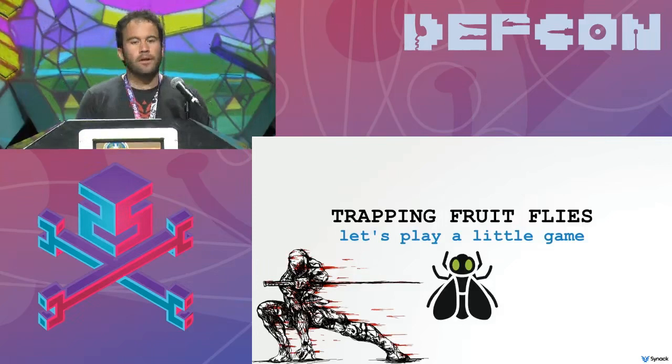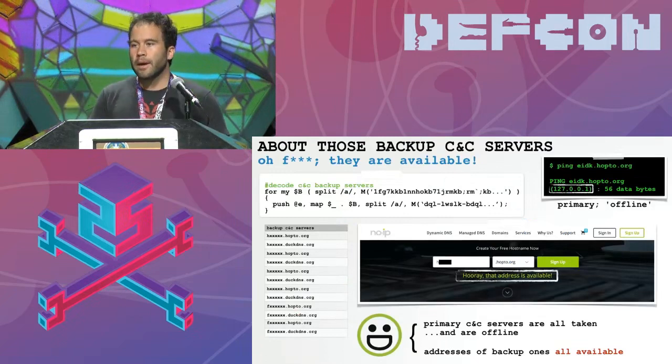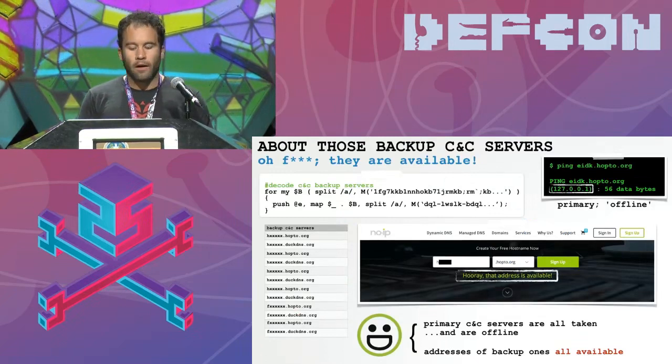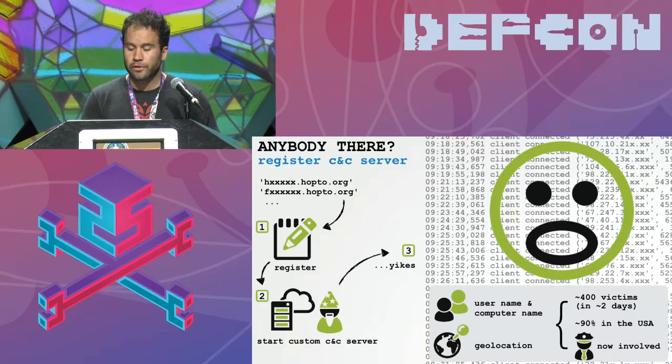All right, so we now have a fully compatible custom command and control server. Let's go hunt some flies. So if you ping the primary command and control servers, they are all offline. But recall we decrypted some backup command and control servers. And guess what? They were available for registration. So I hopped online, registered the URLs of these backup command and control servers, pointed them to my custom command and control server, and immediately hundreds of infected victims started to connect.